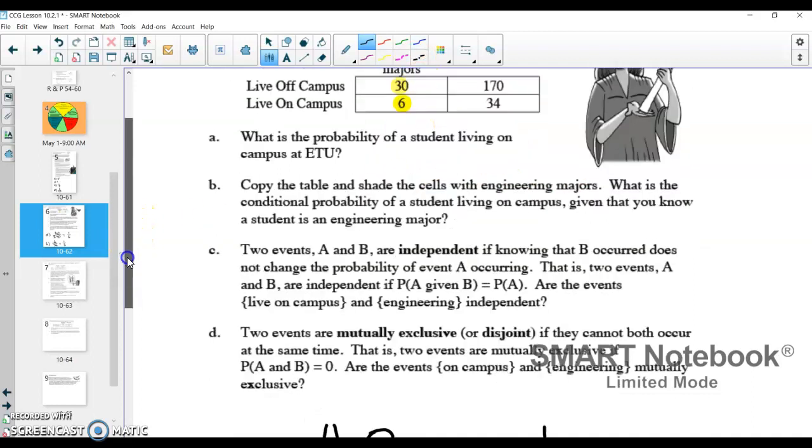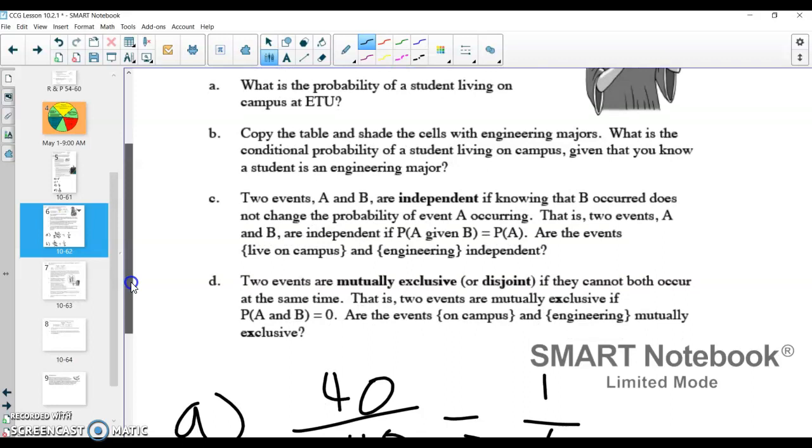All right, and now we're going to get into part C. It's going to bring in this idea of independence, and I'll try to explain this fancy math lingo that they use here. So it says 2 events, A and B, are independent if knowing that B occurred does not change the probability of event A occurring. That is, 2 events, A and B, are independent if A given B, meaning the conditional probability, is the same as your regular probability that A would occur.